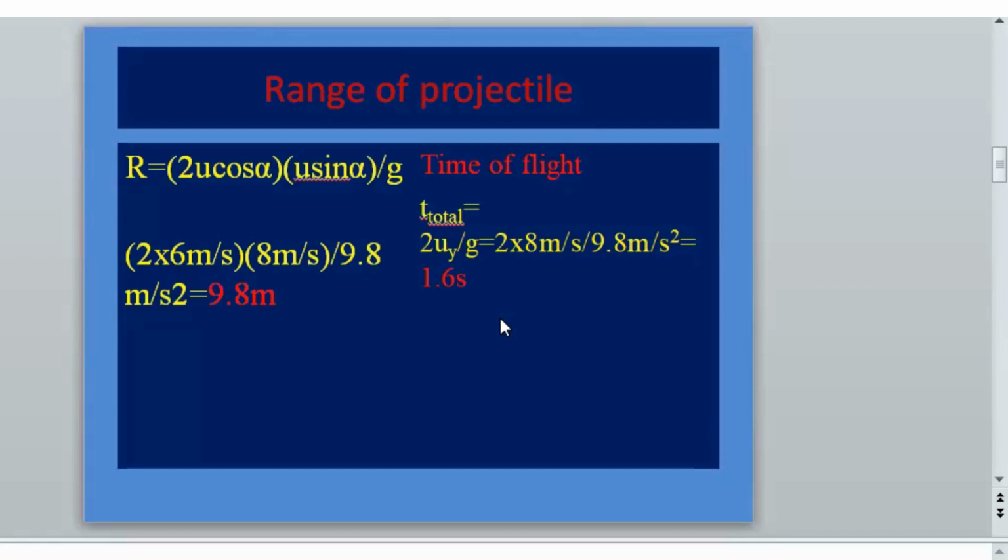Range is equal to 2 times u cos alpha times u sin alpha over g. Substituting the numbers gives 9.8 meters. And the total time of flight is equal to 2 times the initial vertical velocity over g, which is 1.6 seconds.